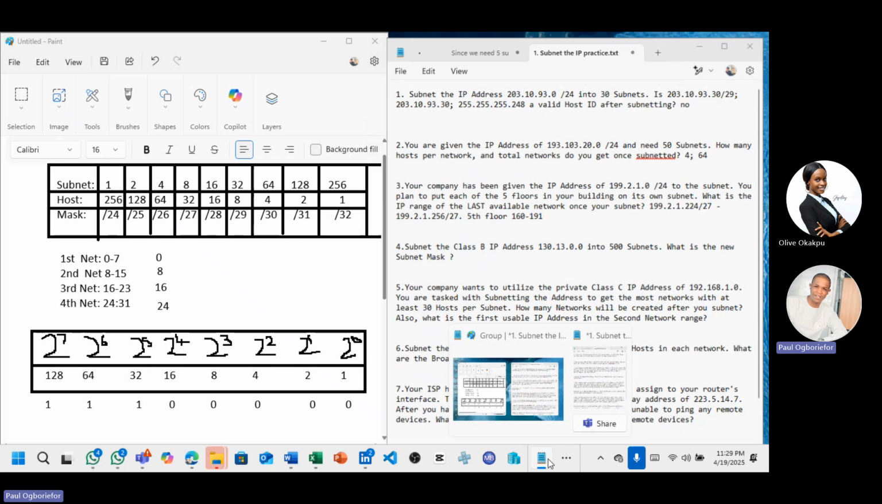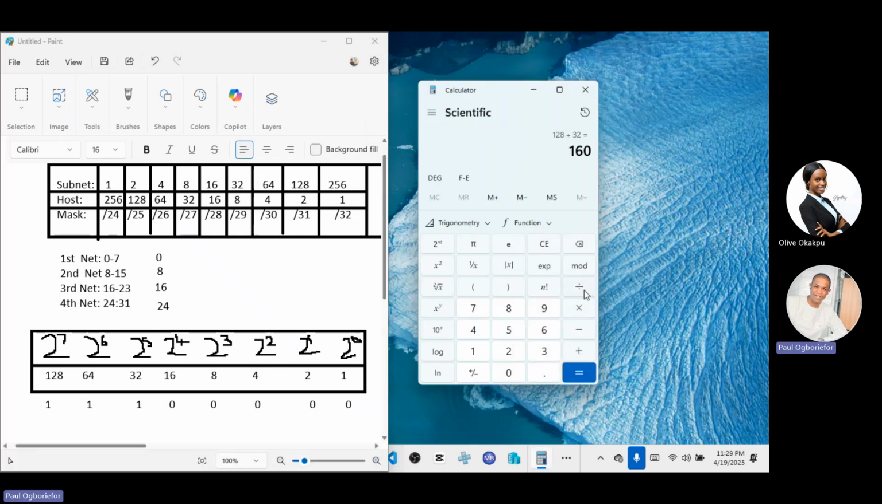Because if we should do plus 32 again, it will give us 192. And another network host, the sixth one, will start from 192. So you don't have any business with 192. You have to stay in the fifth range, the fifth network. So just get that straight.